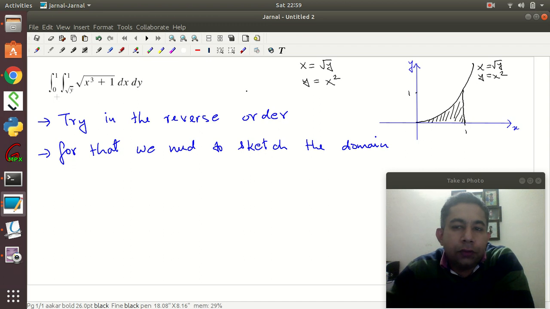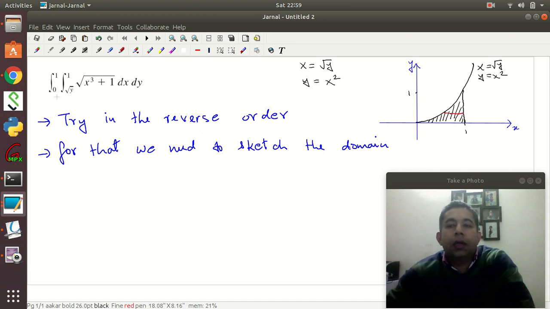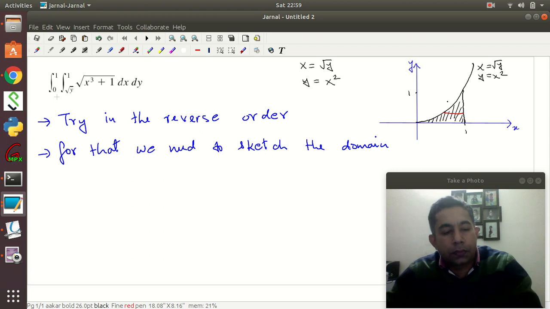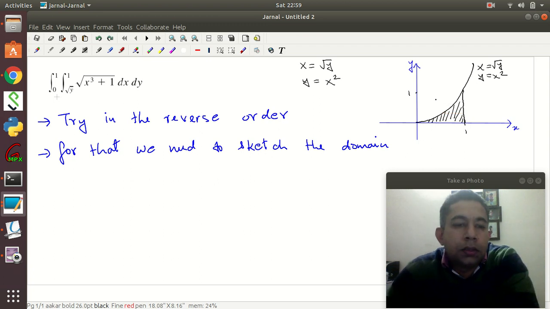Right, y was going from 0 to 1. And for each of those y, x was going from this curve to the line x is equal to 1. So once you have that, you can easily write the integration in the reverse order.